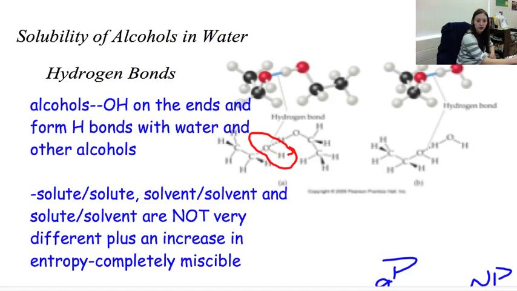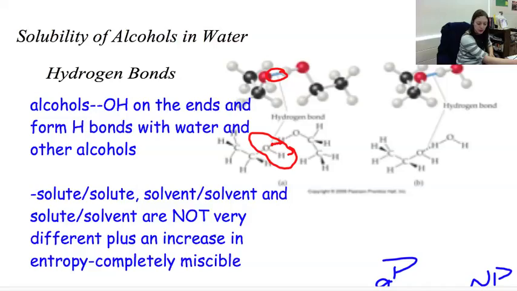So this OH here is connected, with a dotted line here, to another water, and that's the blue hydrogen bond there. I have an O on one and an H on the other. Now your solute and solvent are not very different, plus there's an increase in entropy, so they are very, very miscible. Alcohol will dissolve very easily in water because they have very similar attractions, plus your randomness is increasing.